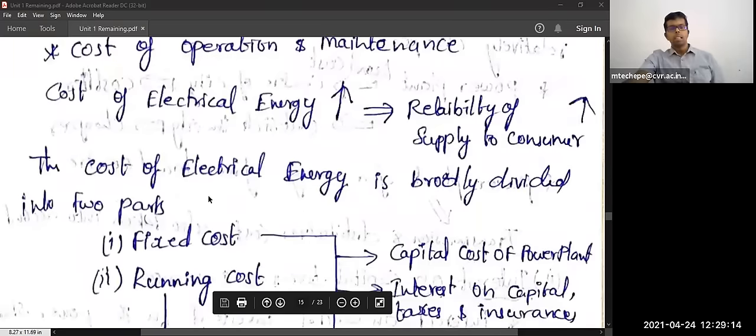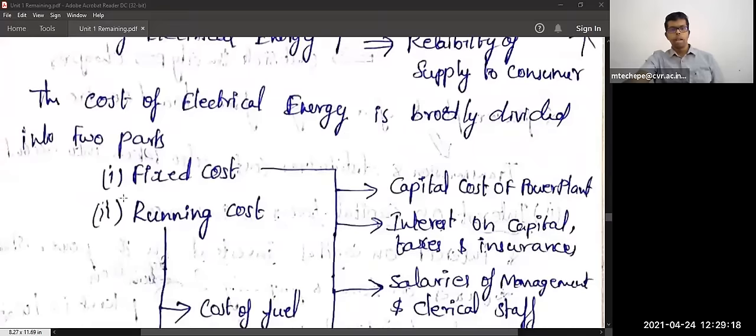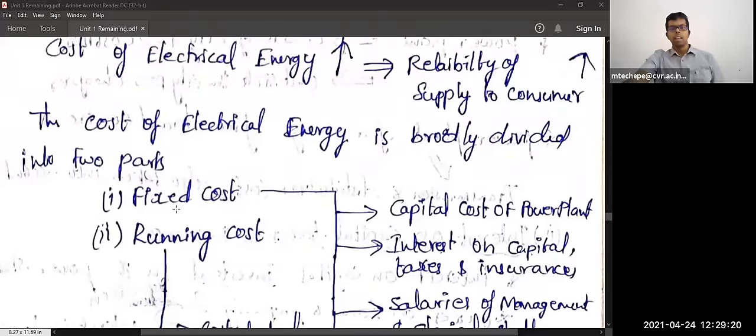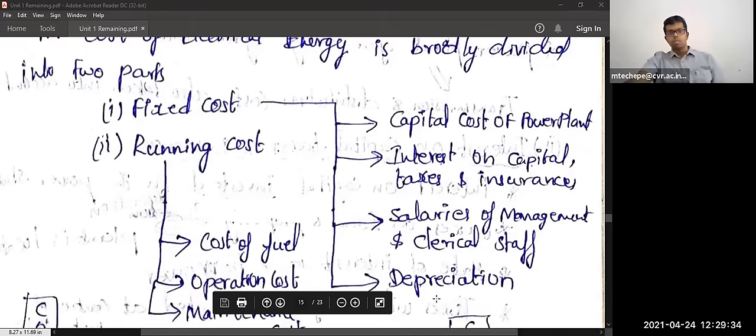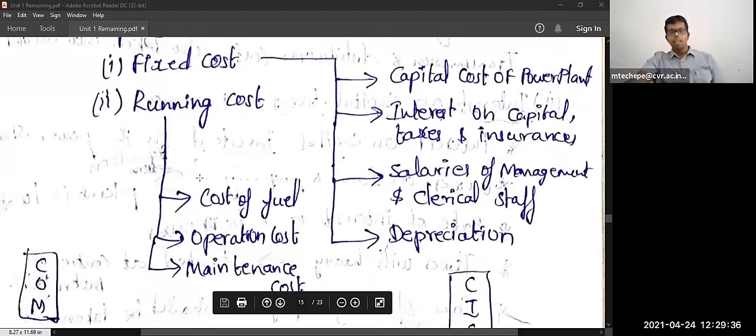So generally the cost of electrical energy is broadly divided into two types: fixed cost and running cost. Fixed cost means the capital cost of the power plant, interest on the capital, taxes and insurance, salaries of the management and clerical staff, as well as depreciation cost. Running cost is nothing but the cost of the fuel, operation cost, and maintenance cost.